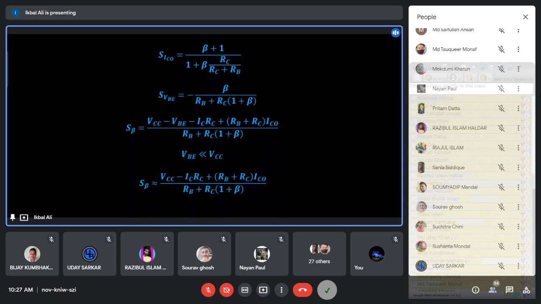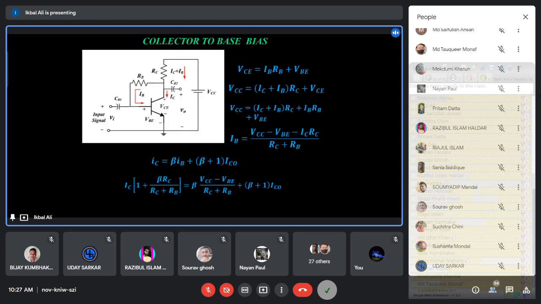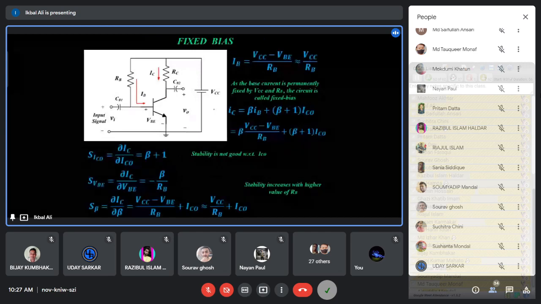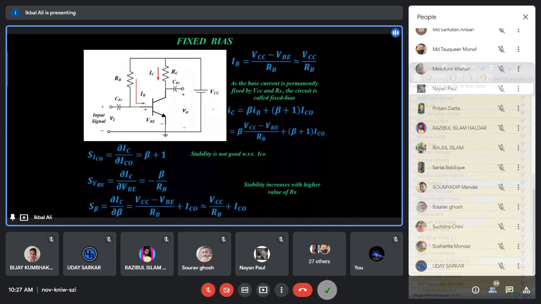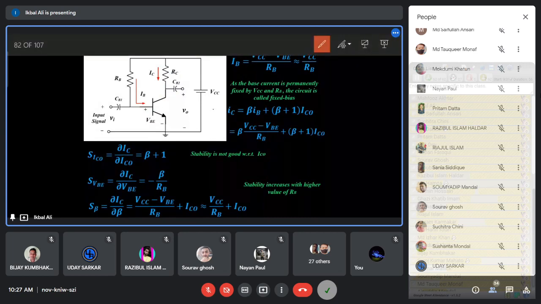Okay, the other stability factors are SVBE and S beta. What we have seen in the case of the fixed bias circuit is that SVBE is just minus beta by RB. Here you can see the expression we derived in the previous class: SVBE is minus beta by RB.